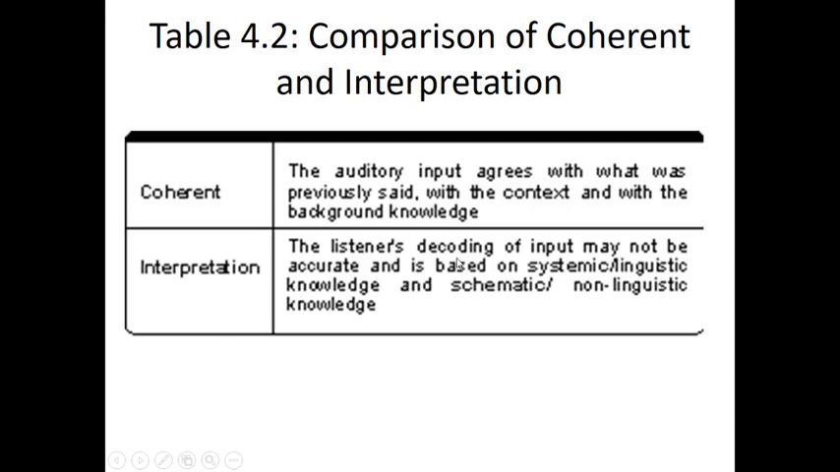Then the interpretation. The listener's decoding of input may not be accurate and is based on systemic linguistic knowledge and schematic non-linguistic knowledge. Schematic is also the background schemas. Systemic linguistic knowledge is the knowledge of the structure of the language. That is also important for the interpretation.